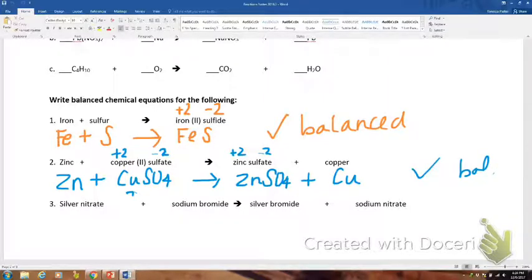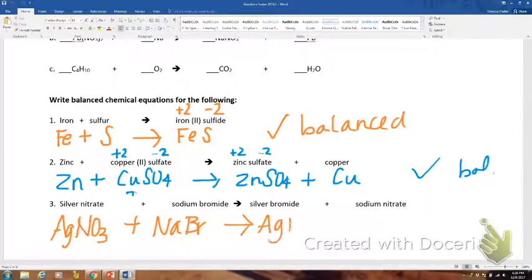Okay. Now let's do silver nitrate plus sodium bromide yields silver bromide plus sodium nitrate.